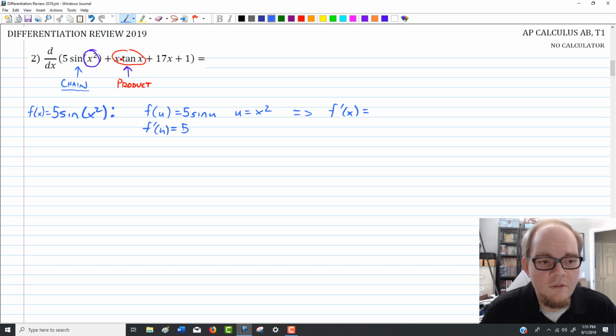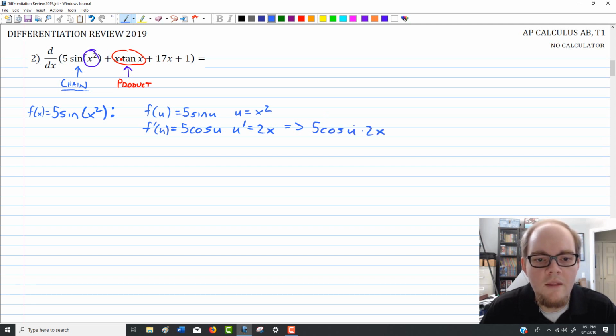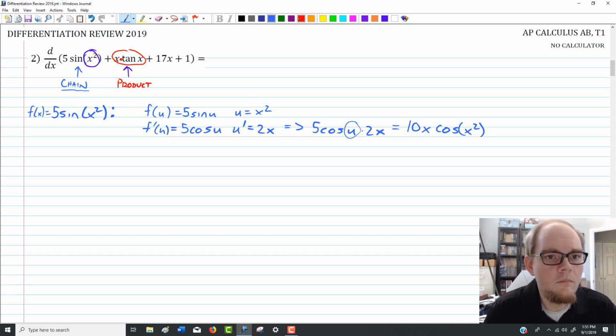So the derivative of 5 sine of u is 5 cosine of u, and the derivative of x squared is of course 2x. From there, we can pretty quickly get our derivative. It's going to be 5 cosine of u times 2x, and then of course we need to back substitute for u, so that we get everything in terms of x. So I'm going to go ahead and multiply the 2x times 5 and get 10x cosine of x squared. So that's the derivative from the first term, which comes from the chain rule.